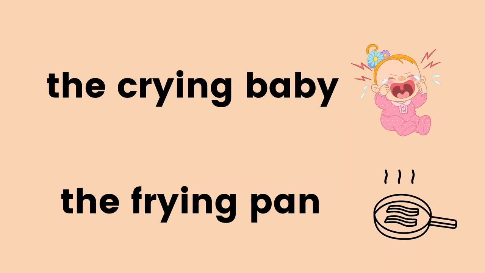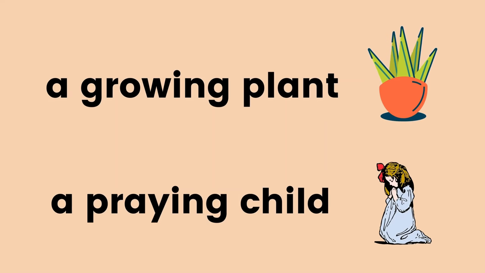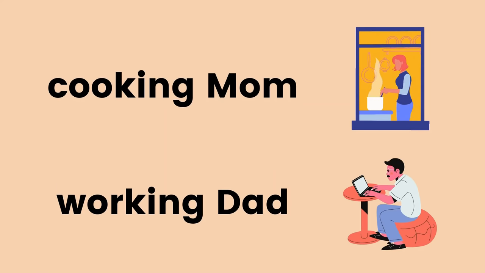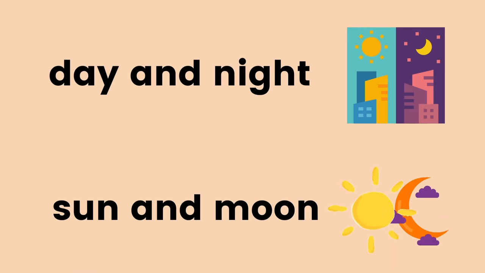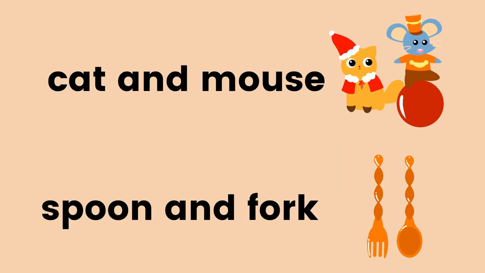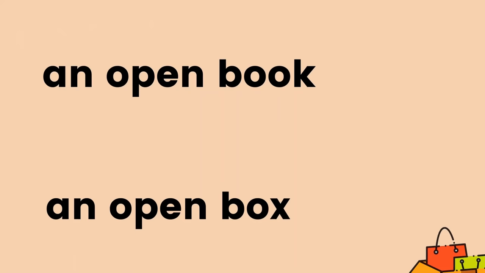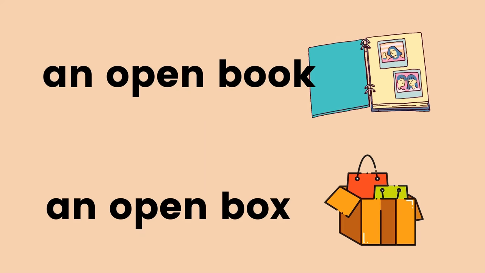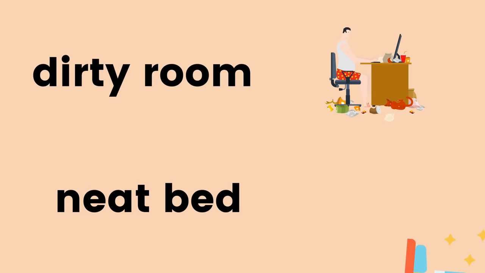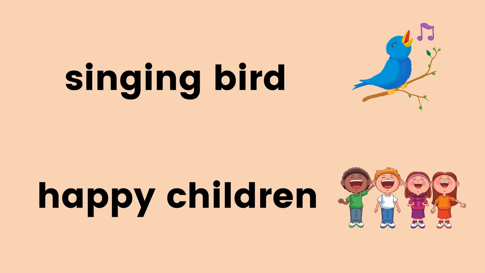The crying baby, the frying pan. A growing plant, a praying child. Cooking mom, working dad. Day and night. Sun and moon. Cat and mouse. Spoon and fork. An open book. An open box. Dirty room. Neat bed. Singing bird. Happy children.